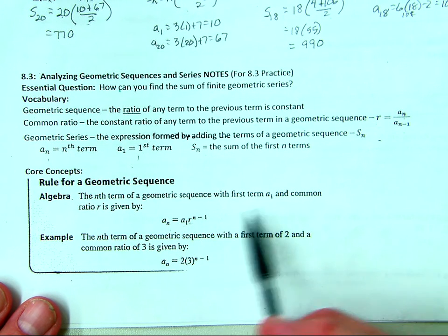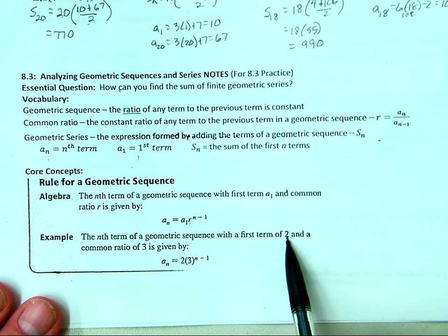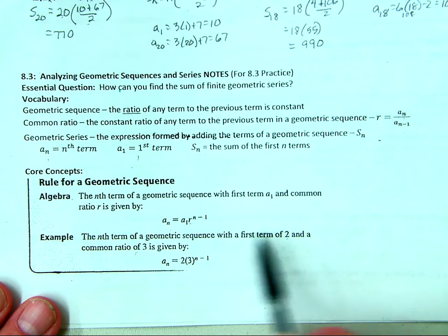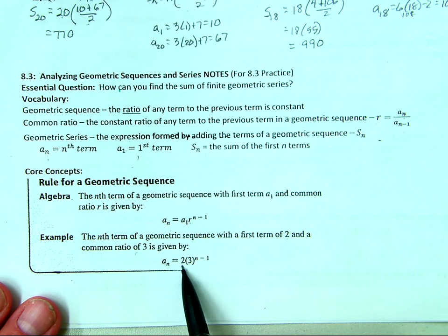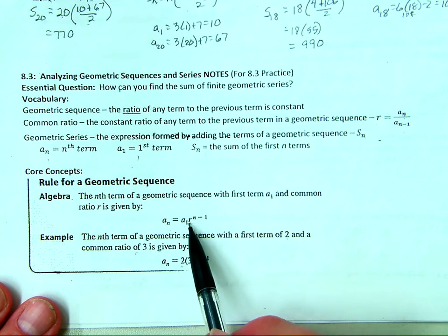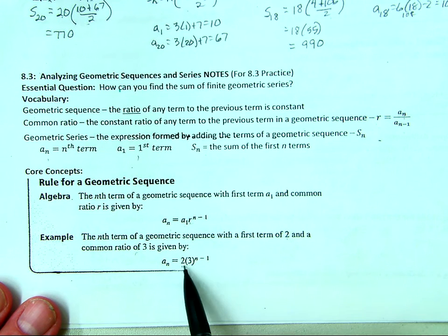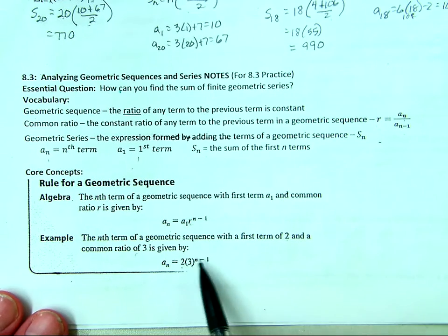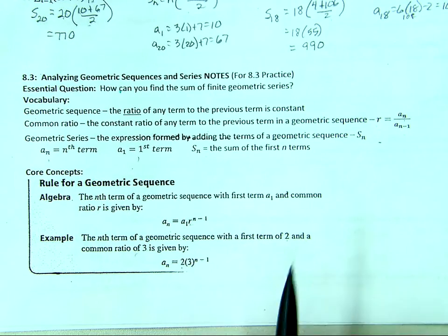To give an example here, if I said the first term is 2 and the common ratio is 3, well, the first term is 2, so we put in 2 for a sub 1, goes right there. The common ratio is 3, we put in 3 for r. Now, remember, you cannot multiply these two things together. As much as you might be tempted to, you can't because the 3 has an exponent on it. So do not multiply the 2 and the 3 together.